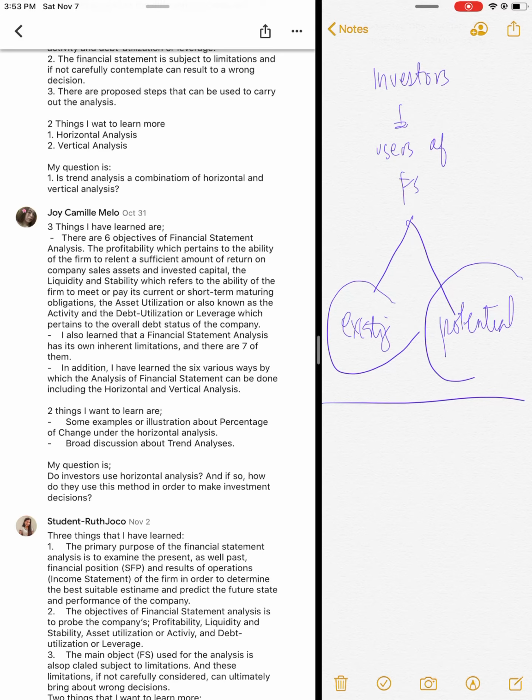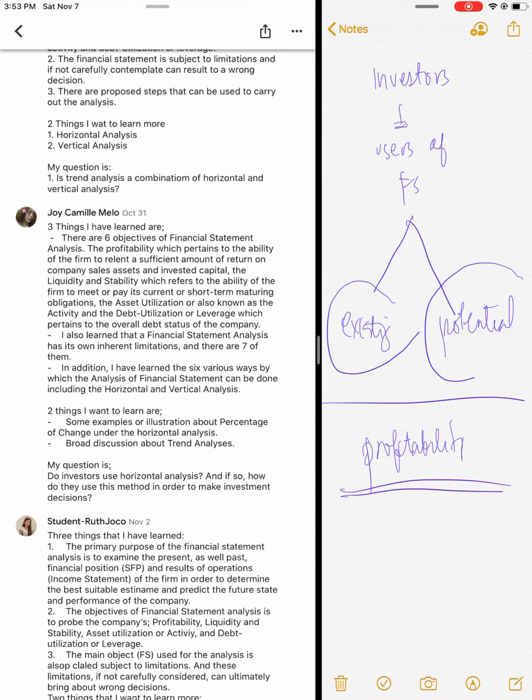Horizontal analysis can be used. How do they use it? Or for what reason nila ginagamit yun in terms of making economic decisions? As I've mentioned kanina, normally kung investor ka, what you are concerned or your interest will be the profitability of the business. So, mas magandang tingnan yung profitability ratios.